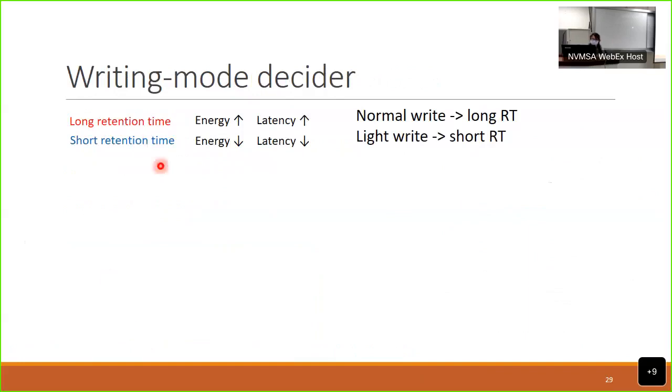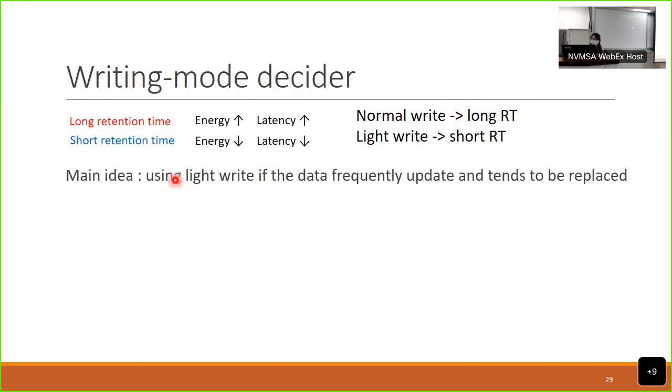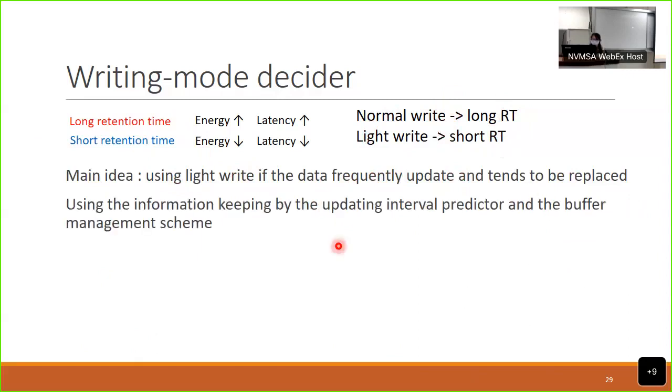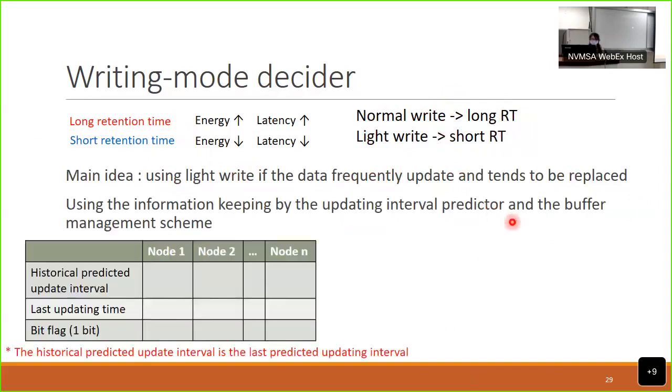Okay, so the next one is how to use the multi-level writing mode to further reduce the energy consumption. In this work, we have two modes of writing: normal write and light write. Normal write has a longer retention time, and light write has a shorter retention time. The main idea is to use light write if the data is frequently updated and tends to be replaced. So we can use the information kept by the updating interval predictor and the buffer management scheme.